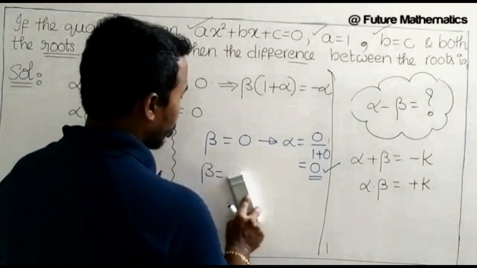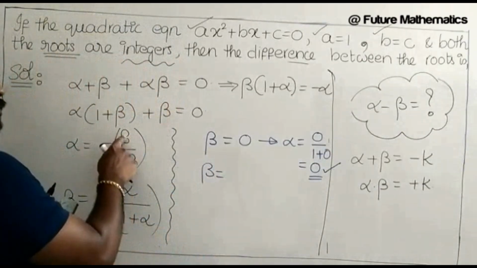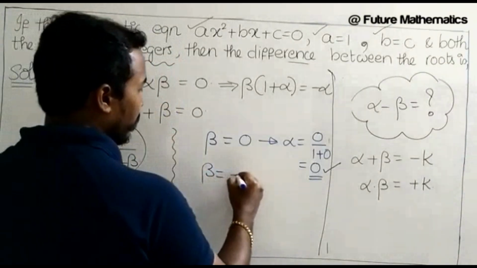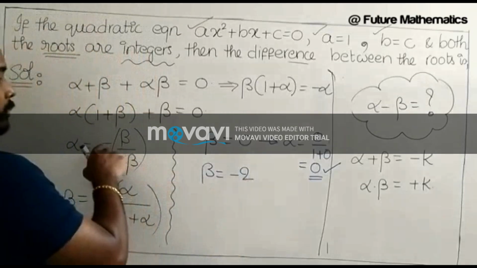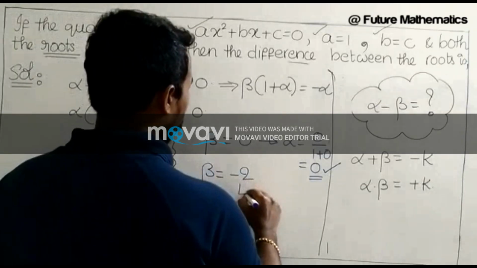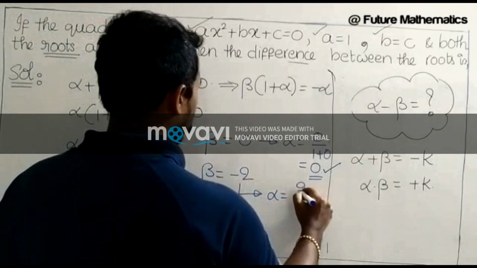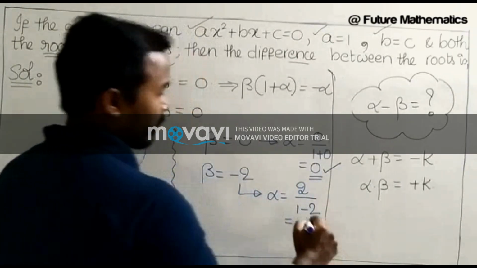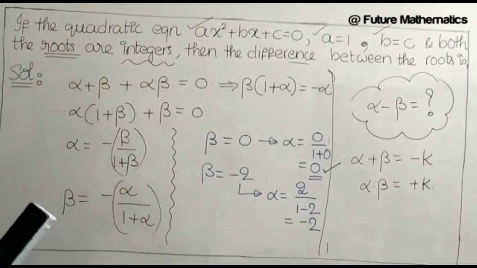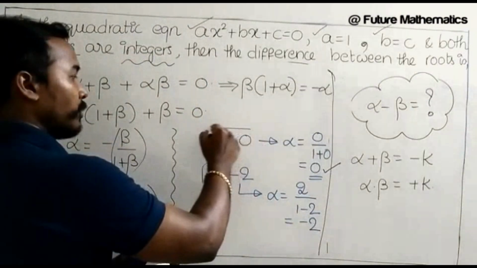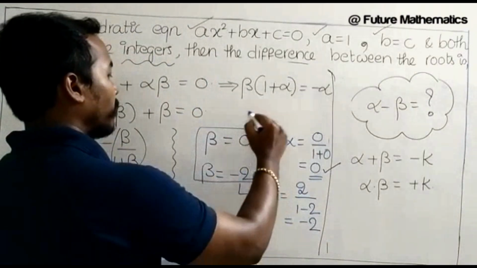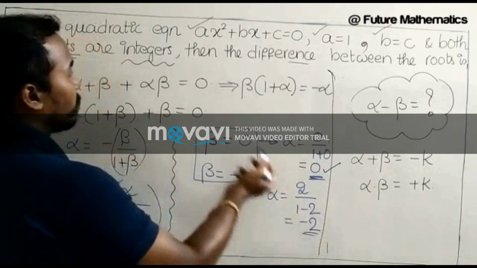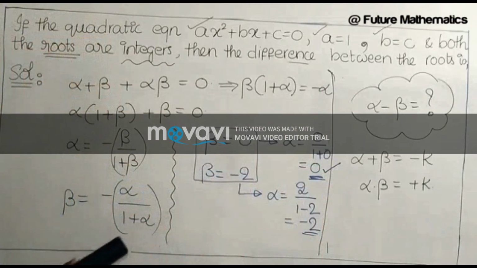Can I take beta equal to 2? 2 by 3, minus 2 by 3, no, not an integer. So if I take beta equal to negative 2, then what do you get? Alpha is equal to positive 2 by 1 minus 2, so you get minus 2. Okay, so for beta equal to 0 and beta equal to minus 2, alpha could be an integer like this. 0 and minus 2 are also integers, right?